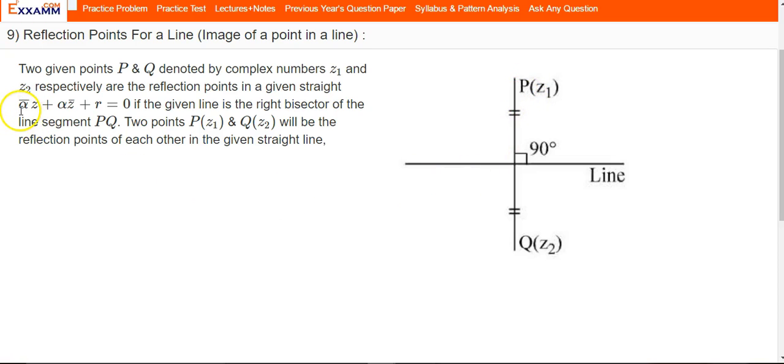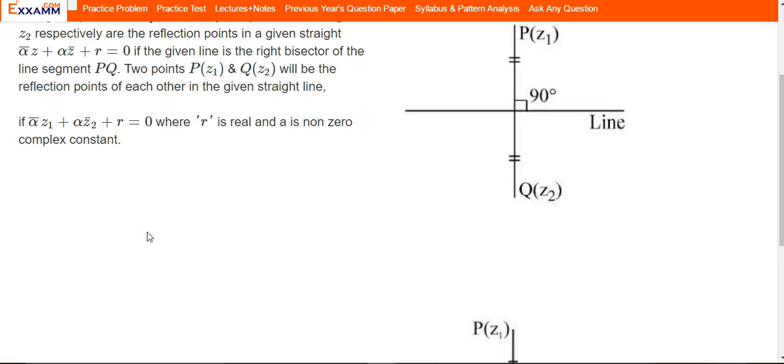Now let the equation of the line be given as alpha bar z plus alpha z bar plus r, again where alpha is a complex constant and r is a real number. In case instead of r some complex number is given, we have to divide this whole equation by that complex number, so that we get the equation in proper format. Only then can we apply the various formulas which we have learned.